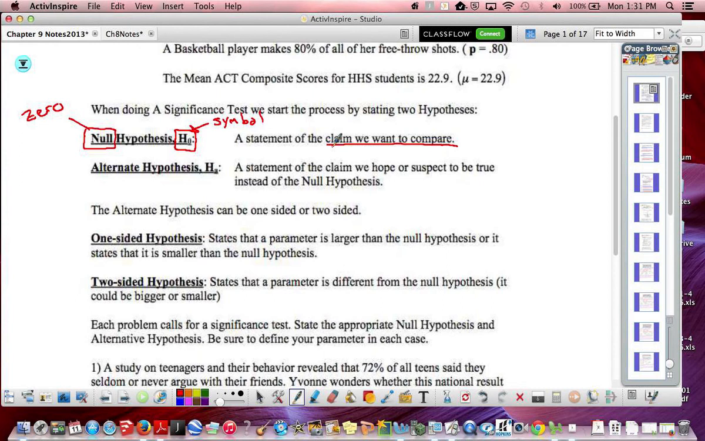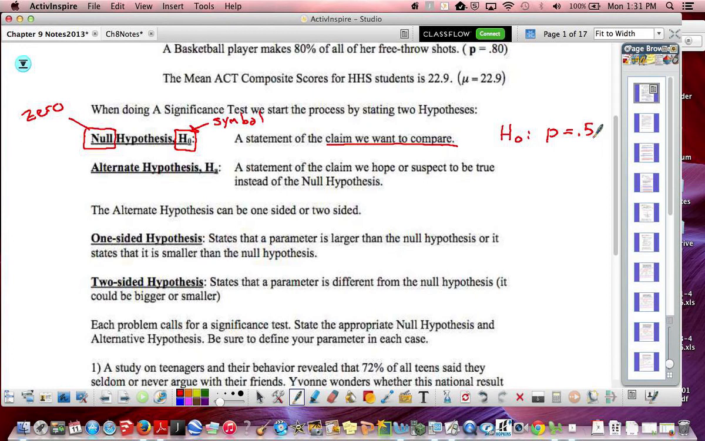Think about this. We might have a coin in front of us, and we're going to flip that coin 100 times. We assume a coin is a fair coin, meaning we'll get the same number of heads and tails. So my null hypothesis might say the probability of getting heads is 0.5, or getting tails.